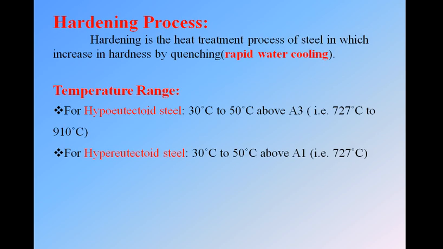Okay, so next will be the hardening process. As we know, hardening is the heat treatment process of steel in which hardness is increased by quenching. Quenching is the technical term for cooling, and in the hardening process we always use rapid water cooling, or we can say rapid liquid cooling.